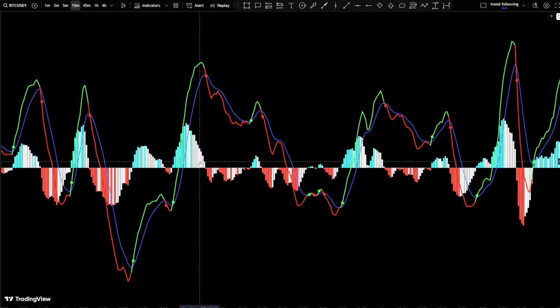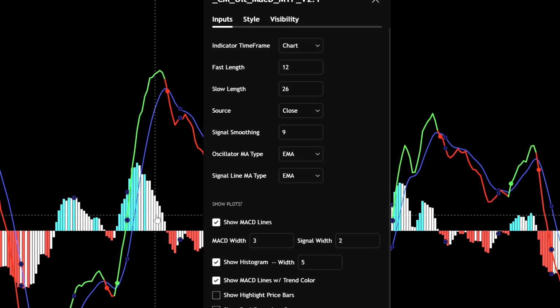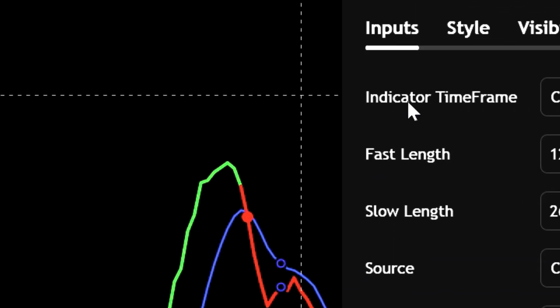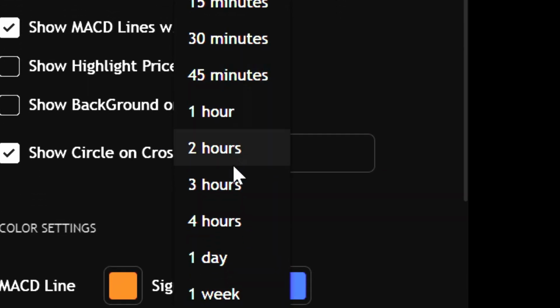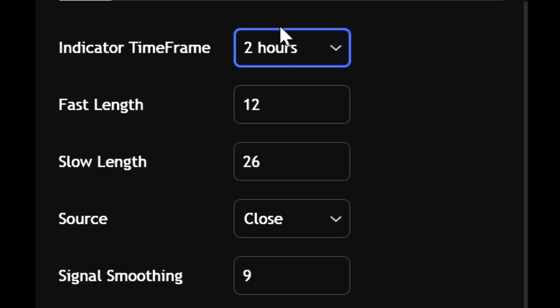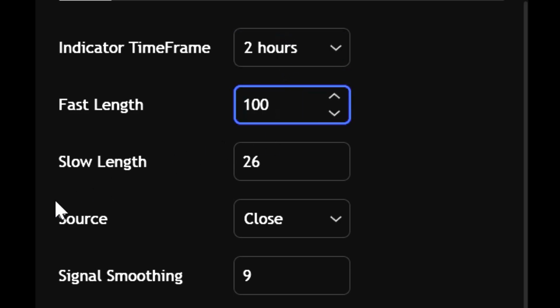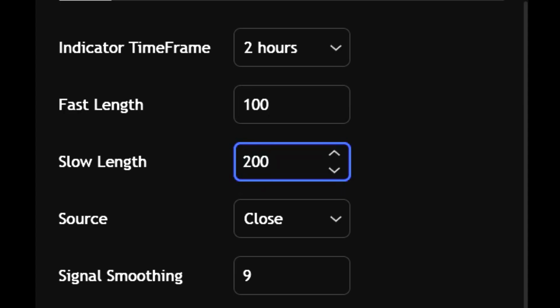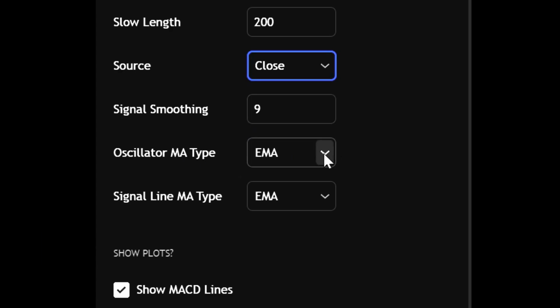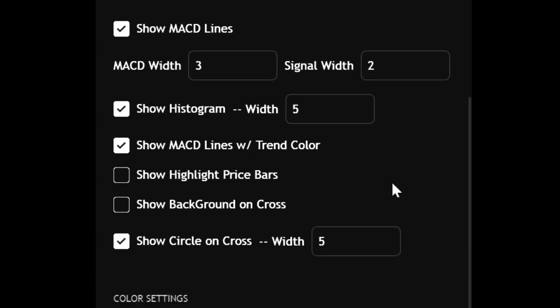Jump into the CM MACD settings window. Since we're on the 15-minute chart, I like to set the indicator's time frame to 2 hours. This gives us a solid, broader momentum picture. Then pump up the fast length to 100 and the slow length to 200. You can leave the MA types at EMA. And finally, turn off the circle option. You don't need that clutter.